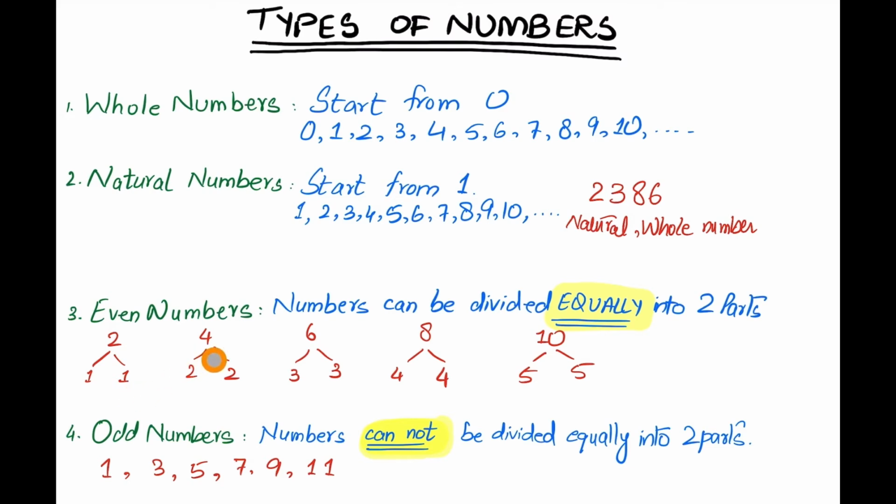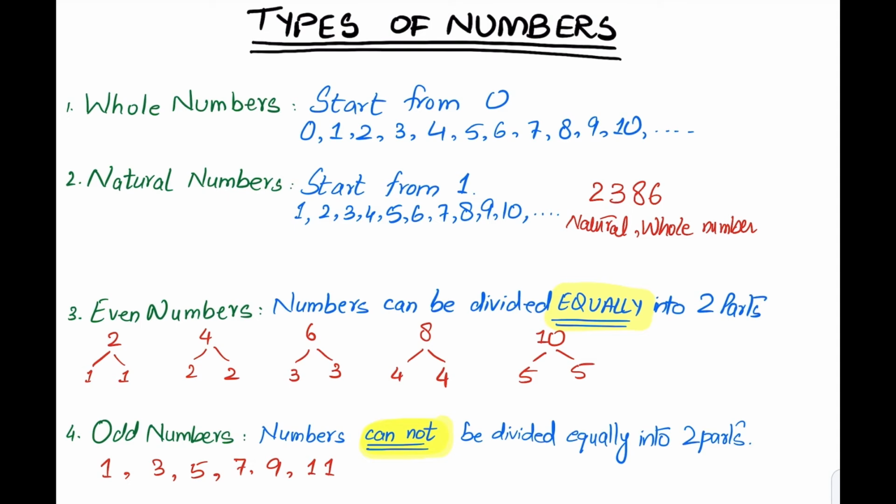You can divide the number 4 into two equal parts by having 2 on one side and 2 on the other side. You can divide number 6 into two parts by having 3 and 3. You can divide 8 into two parts by having 4 and 4. Similarly, you can divide 10 into two parts by having 5 and 5.